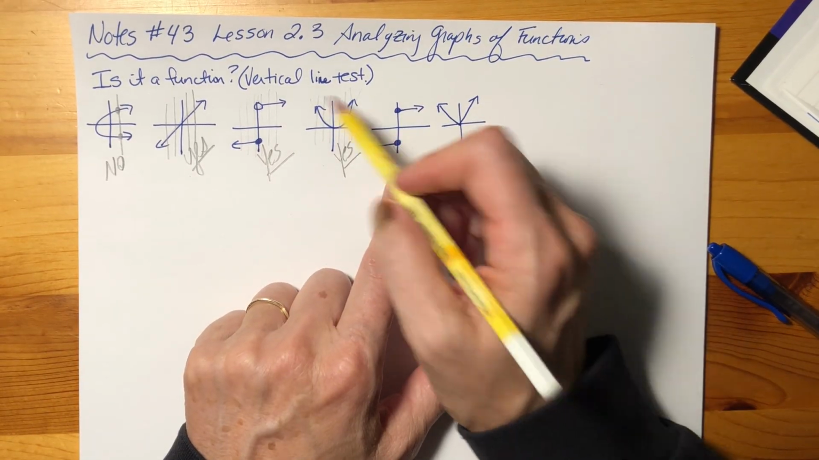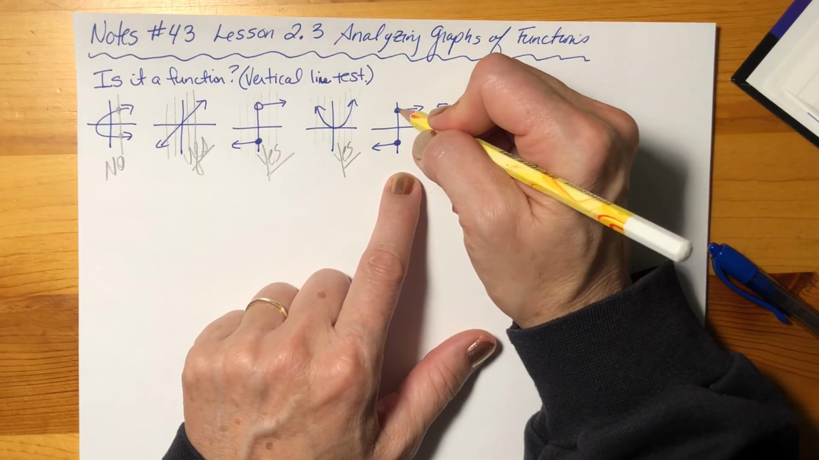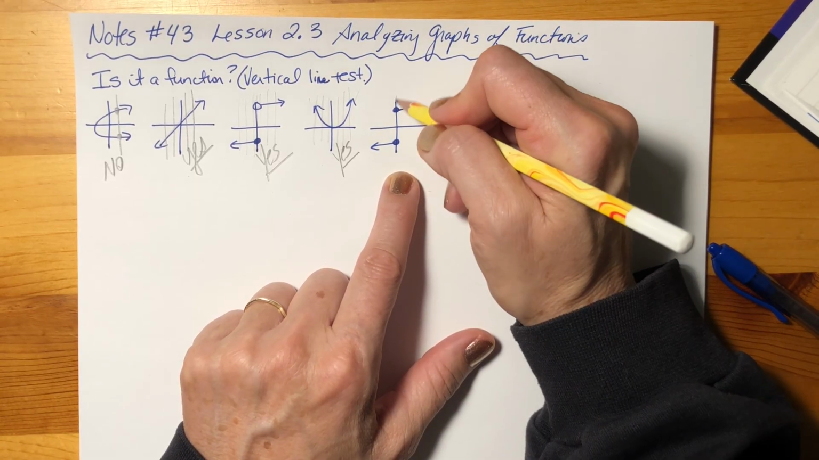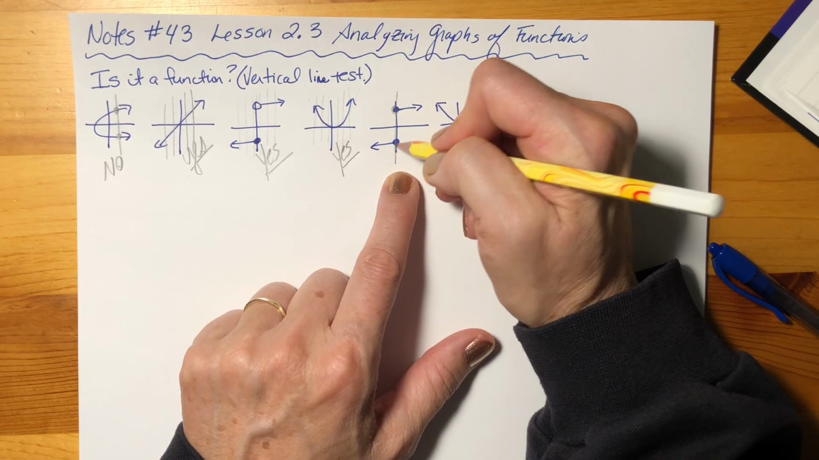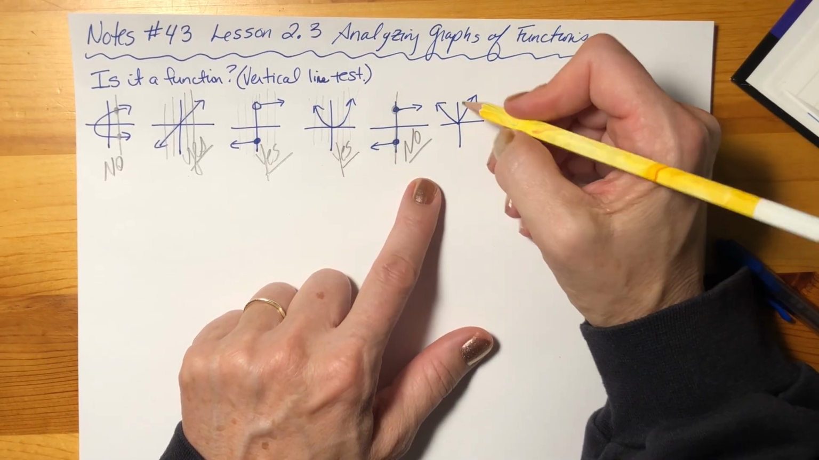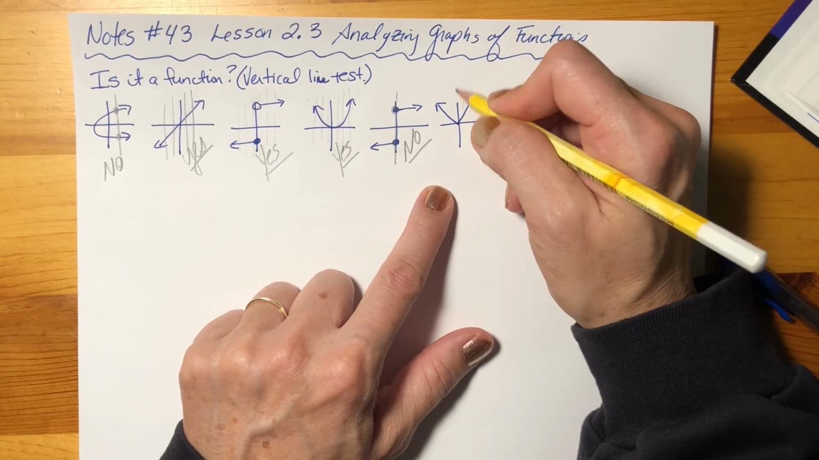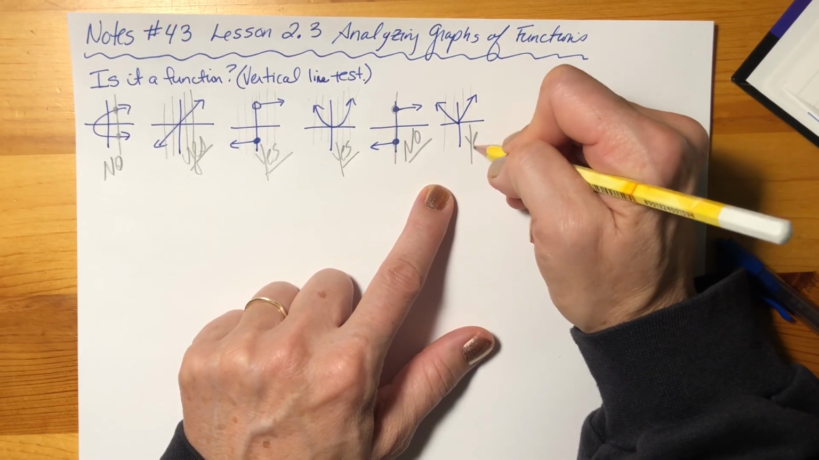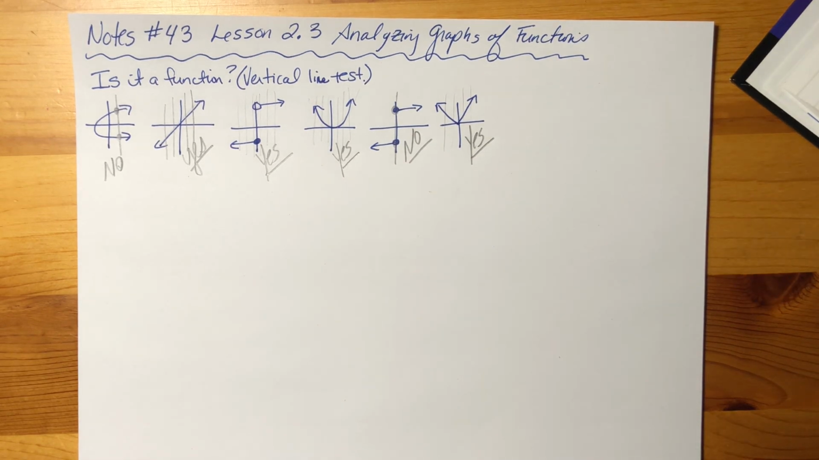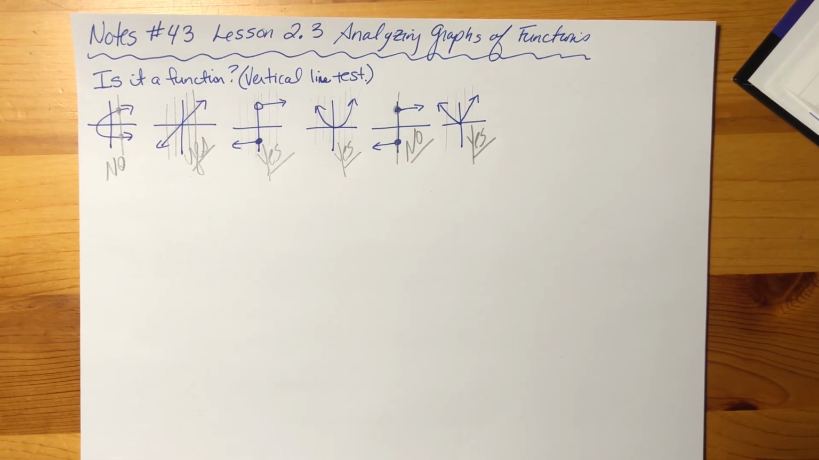How about over here? Notice it's similar to this one. Now I've colored in the circles. So if I drop a vertical line, I've hit the graph two times. So my friends, that is not a function. And the last one is an absolute value graph. Yes, that definitely is a function. I'd only intersect the graph there one time, okay?